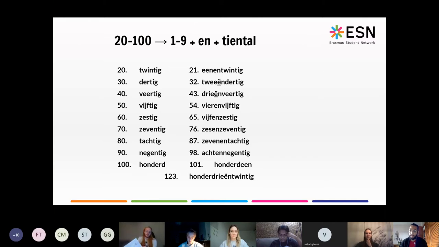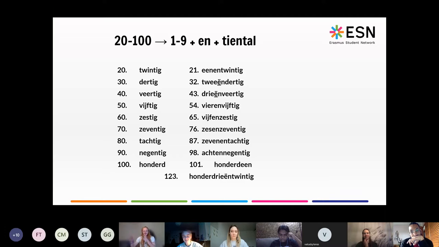The only purpose of a trema, umlaut, diaeresis, whatever you want to call it, above a vowel is to indicate that it's the start of a new syllable. So if we were to get rid of this umlaut, then we would just have three E's after each other, and the Dutch would get extremely confused. Like, what? How am I supposed to pronounce this?